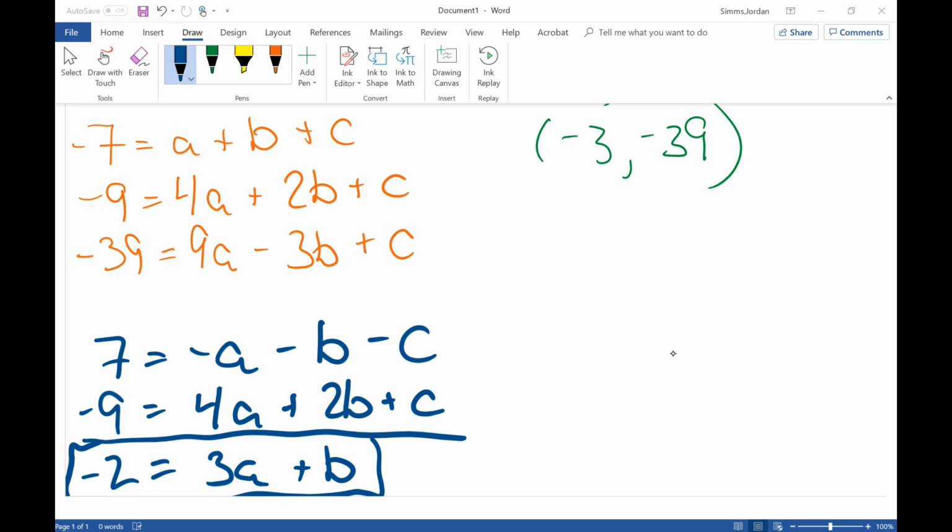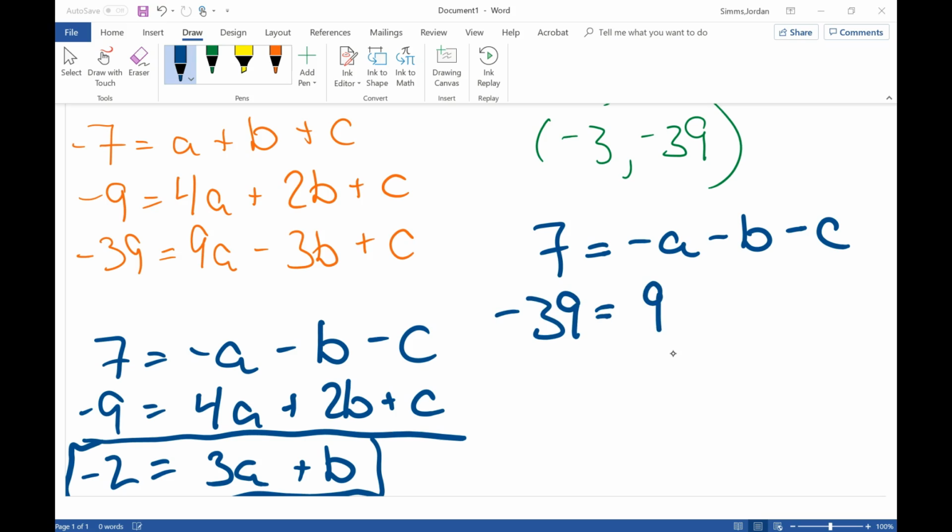I'll put a little box around that. For my second equation, I'm going to do the same thing. I'm going to take negative equation 1, which I'll just copy over thusly, and I'm going to add it to equation 3. Again, I'm going to cancel off my c's.